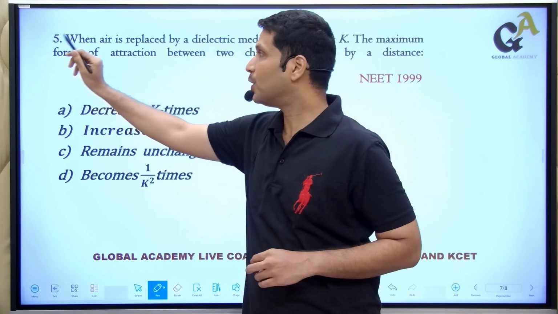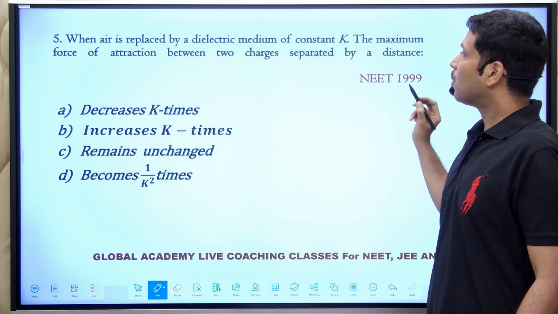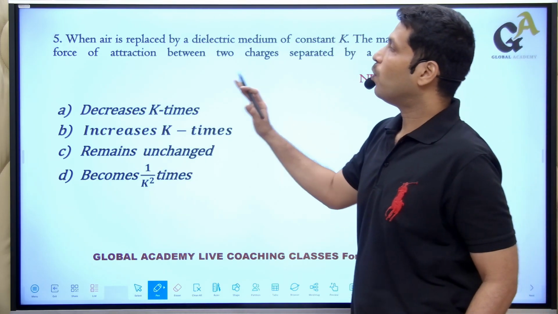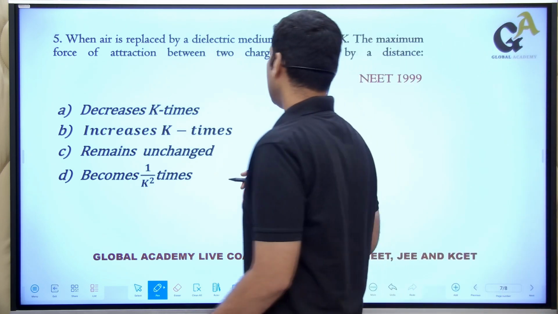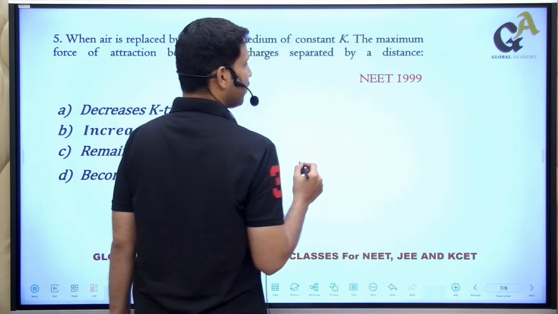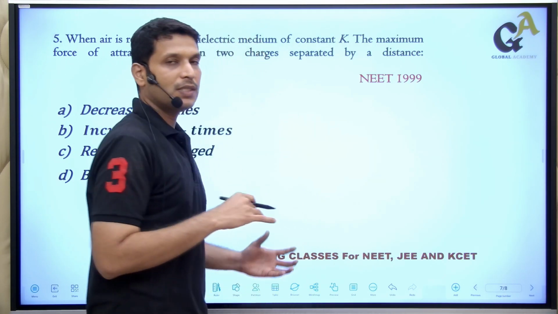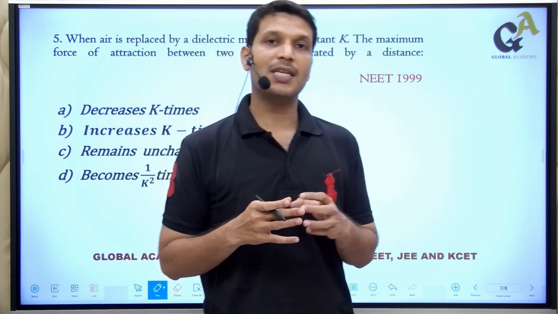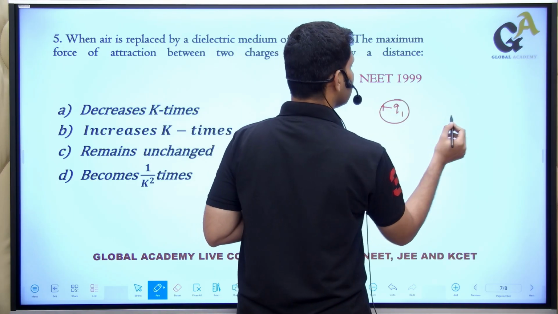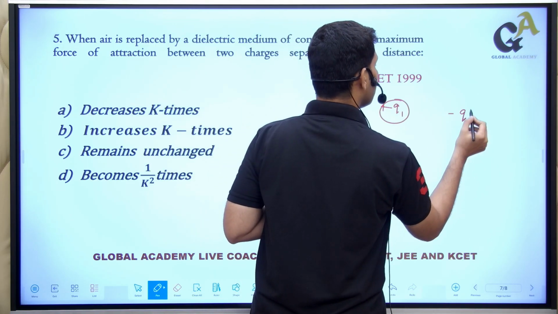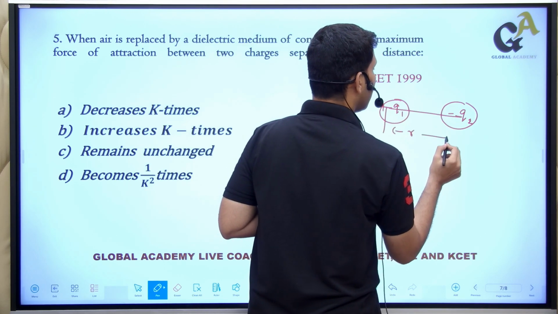Here is the fifth question. When air is replaced by a dielectric medium of constant k, the maximum force of attraction between two charges separated by a distance changes how? So here we need to find how the force varies if you keep the charges in the medium. First, let us assume we have the charges q1 and q2 in the air, separated by a distance of r.